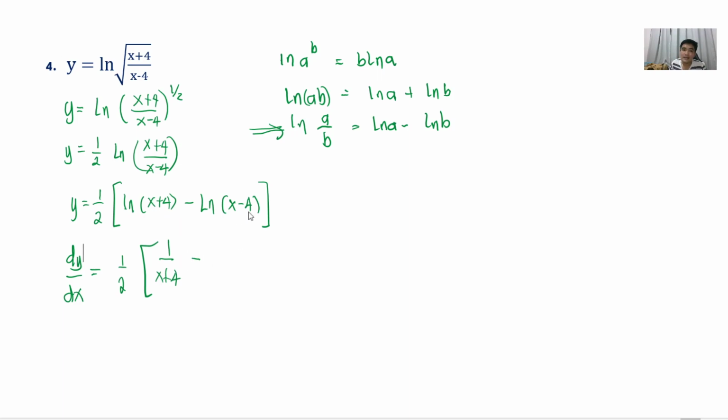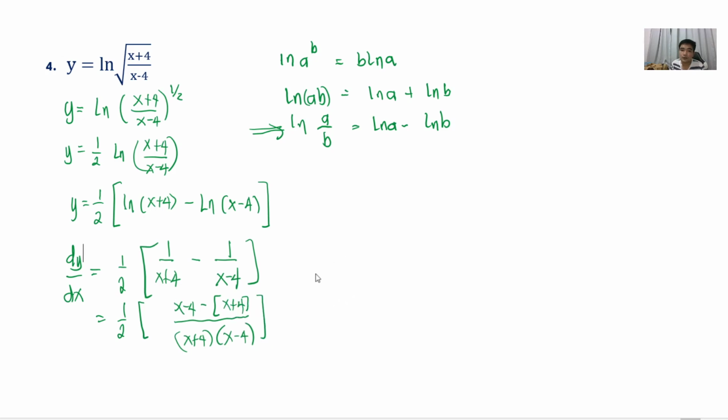Okay, minus derivative naman ni ln of x minus 4, that is 1 all over x minus 4 times the derivative of x minus 4, which is still 1. Okay? And then we simplify this one. Ituloy ko na lang dito. Okay. 1 half times common denominator x plus 4 times x minus 4. X plus 4 times x minus 4 divided by x plus 4, may maiwan na x minus 4 times 1, so x minus 4, minus, don't forget the bracket, x plus 4 times x minus 4 divided by x minus 4, may maiiwan na x plus 4 times 1, so magiging x plus 4.